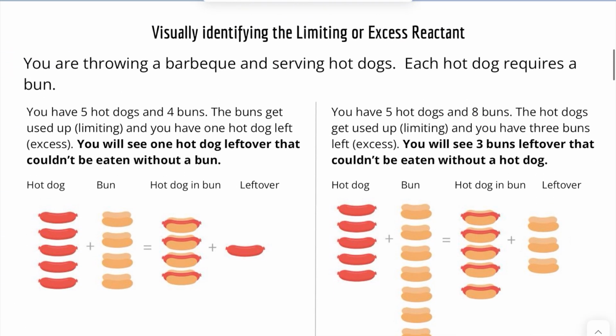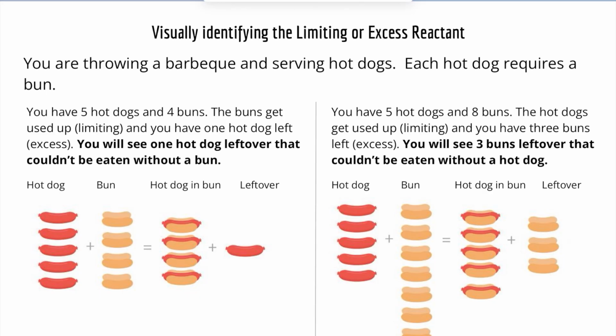All right, so as we get into these limiting reactants, we're going to talk about how we visually identify a limiting or an excess reactant. First, by just looking at this analogy. You're throwing a barbecue and serving hot dogs. Each hot dog requires a bun.